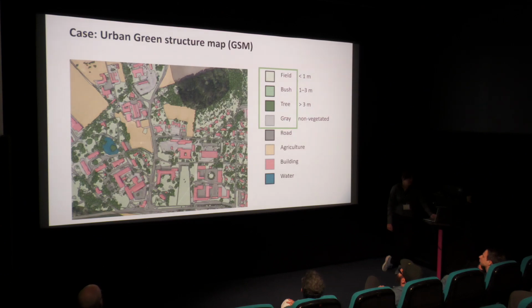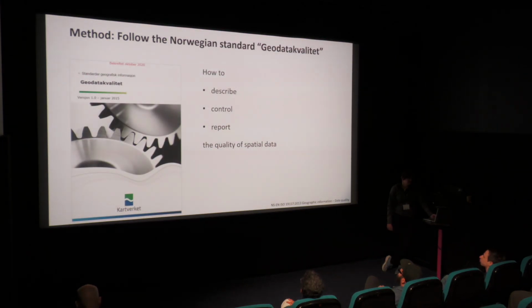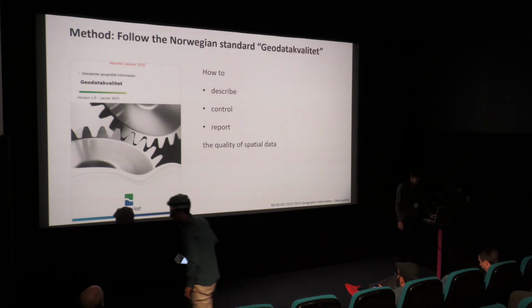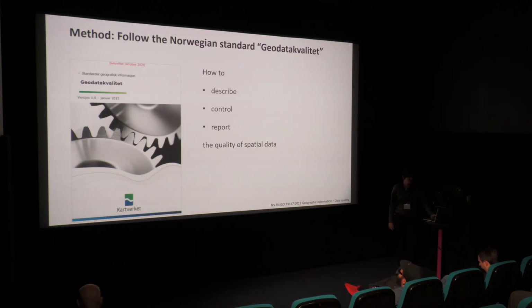And how do we do that? How do we check the classification? Well, in Norway, we have a standard called geodatakvalitet, or geodata quality, which is based on an international ISO standard called Geographic Information Data Quality. The geodata quality standard covers how to describe, check, and report the quality of spatial data.